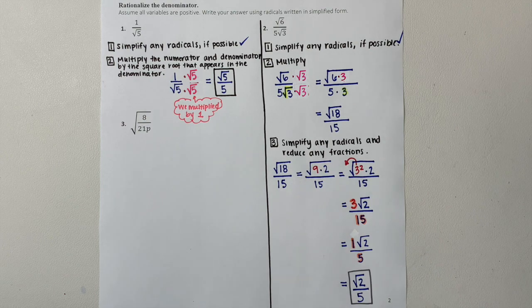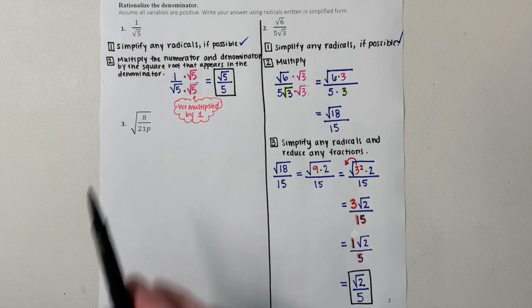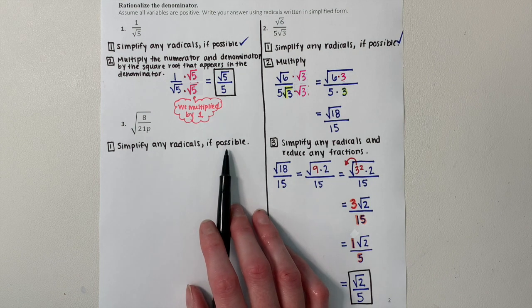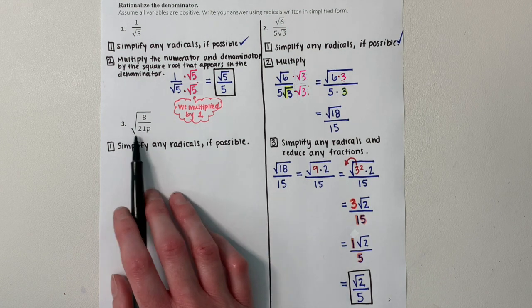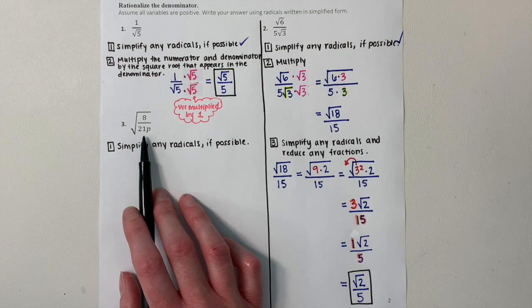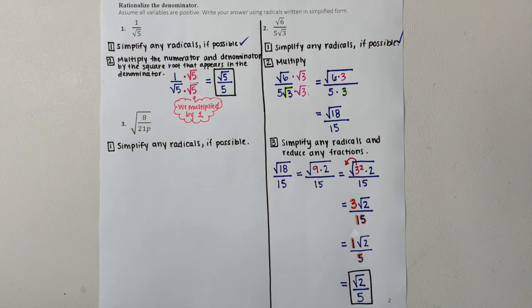Let's take a look at this example over here. For step one, we simplify any radicals if possible. Now, for step one, it might be difficult to figure out how to simplify these radicals, and it also might not be clear that there is, in fact, a radical in the denominator. So, in step one, let's start with the quotient property of radicals.